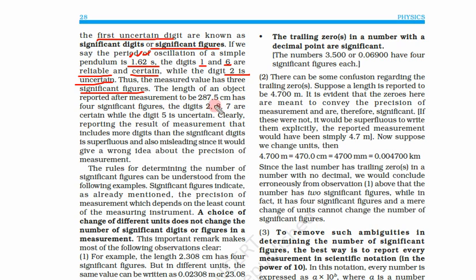Now let us say that the length of an object is 287.5 centimeters. Now how many significant figures are there? So these 3 are reliably known, these are certain, and this is the first uncertain digit. So again, how many significant figures? There are 4 significant figures.